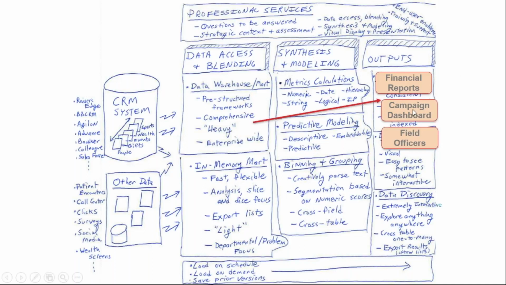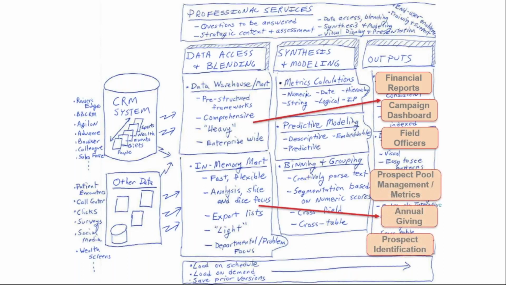Campaign dashboards can be similar. Field officers is another one where generally field officers are not going to do a lot of exploring and data discovery. It's just not their job. It's not what they're best at. Down here, the in-memory MAR typically feeds more of a cross-cut of the synthesis and tends to go down to the data discovery outputs. And this is prospect pool management metrics, annual giving, prospect identification. This is probably the most interactive slicing and dicing. Want to create metrics, play around with data. This is probably the least, and there's a spectrum here.